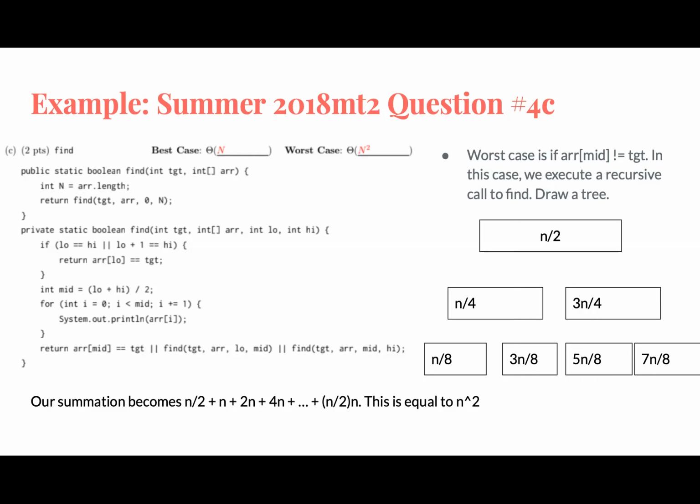And then we can keep going, and then we can see that our summation becomes n divided by 2 plus n plus 2n plus 4n, all the way to n divided by 2 times n. So we're adding up all the runtimes in each level. And this is going to be equal to quadratic time. And so how do we find the last term? Again, this is all about finding patterns. So one pattern is basically going by levels again.